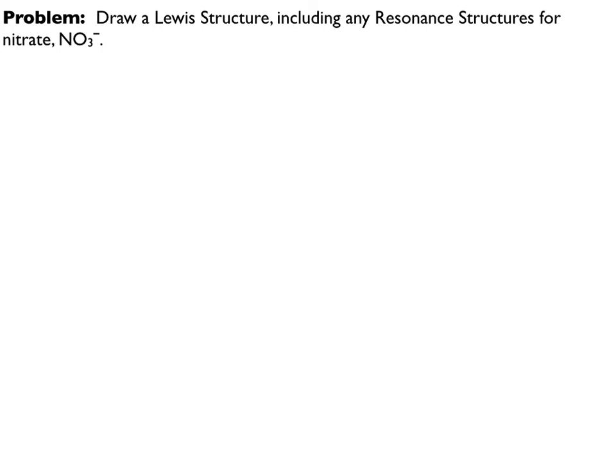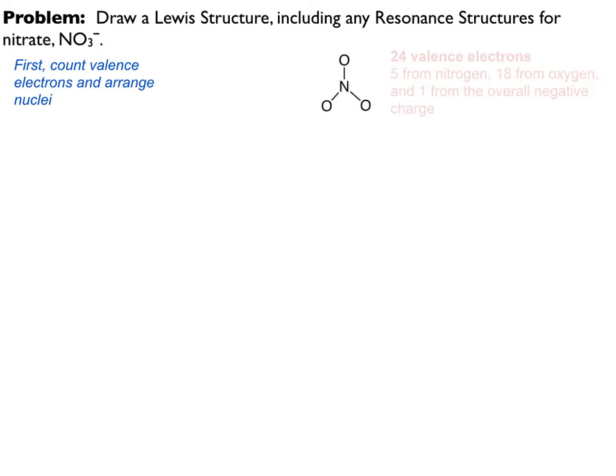So let's try another example. We're going to draw a Lewis structure, including any possible resonance structures, for the nitrate anion, so NO3-. As we start this off, we're going to again count our valence electrons. Nitrogen will be our central atom, with 3 oxygens bonded to our nitrogen. We should come up with a count of 24 valence electrons: 5 from the nitrogen, 6 from each oxygen, and 1 from the overall negative charge of our anion.